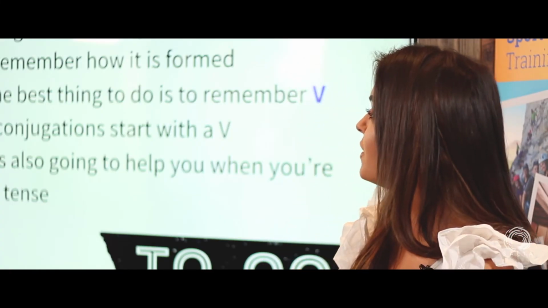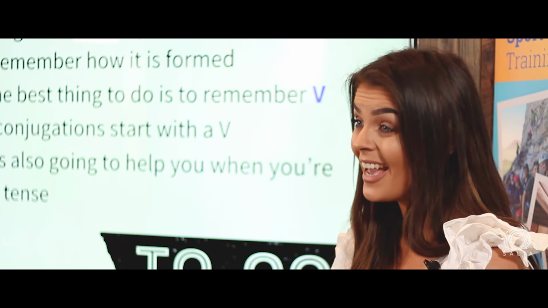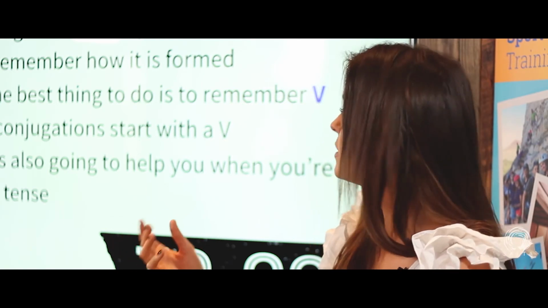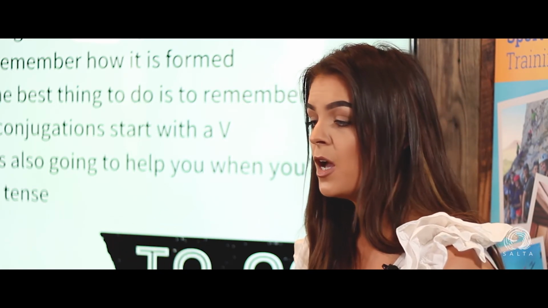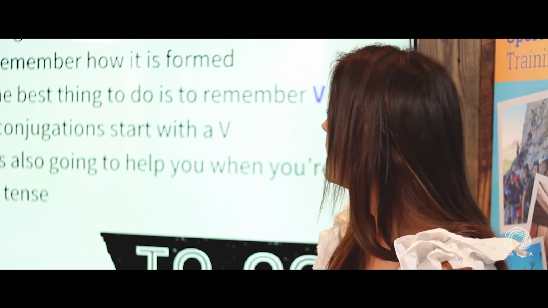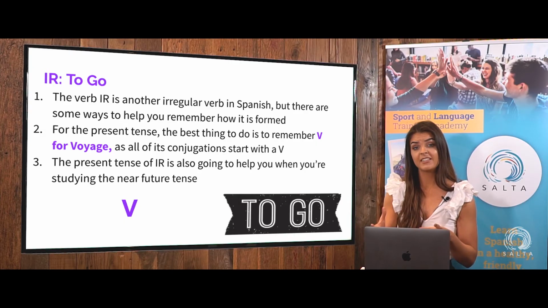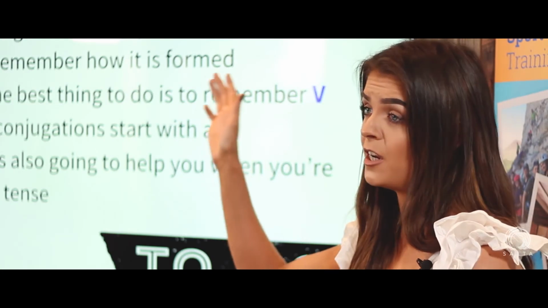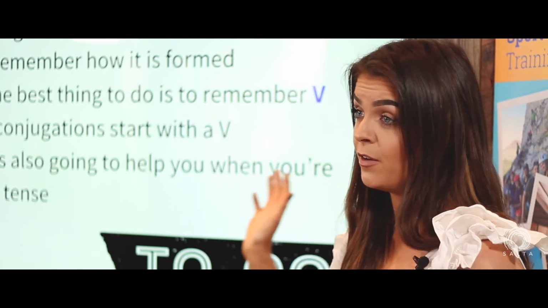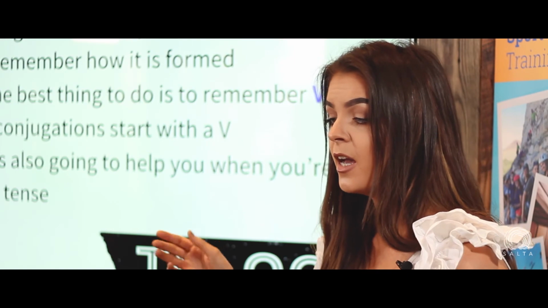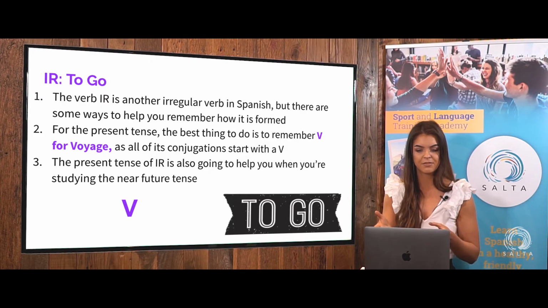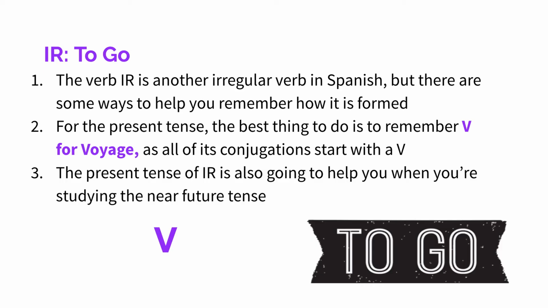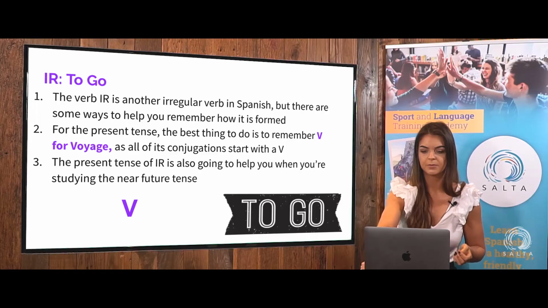Now, if we move on to the verb ir, to go. Again, the verb ir is another irregular verb. But there are some ways to help you remember how it is formed. In the present tense, ir changes all of its conjugations to begin with the letter V. So if you remember that ir is to go and V is like going on a voyage, you're going to remember that they all start with that letter V. The present tense of ir is also going to help you when you're studying the near future tense, and that's going to make more sense when you go into your notes.